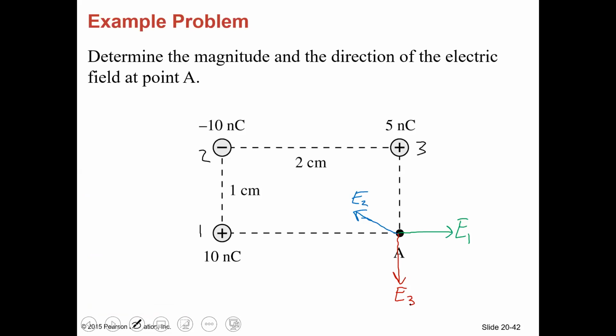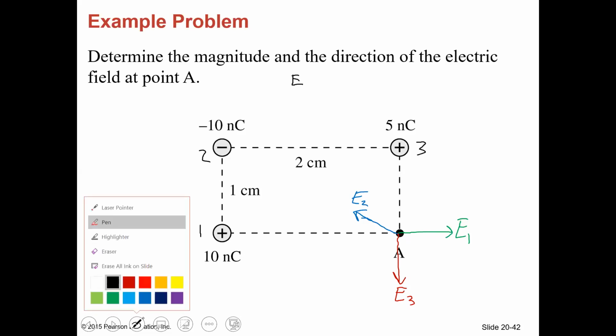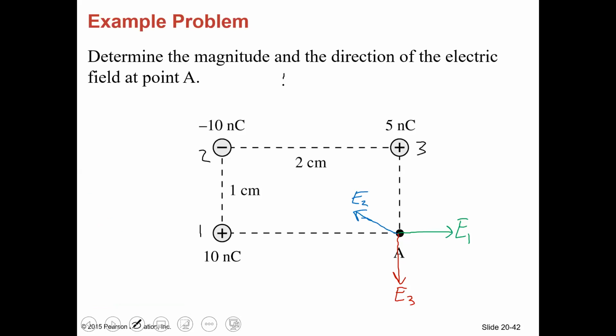To find the magnitude of the electric field for point charges in particular, E equals kQ over r squared. That's our general equation for electric fields from point charges. Okay, so let me do this problem. Let's find E1. E1 equals kQ1 over r1 squared. And let's plug in our numbers here.